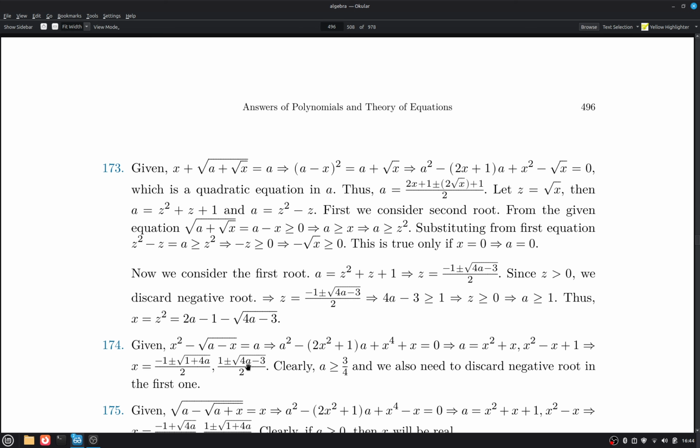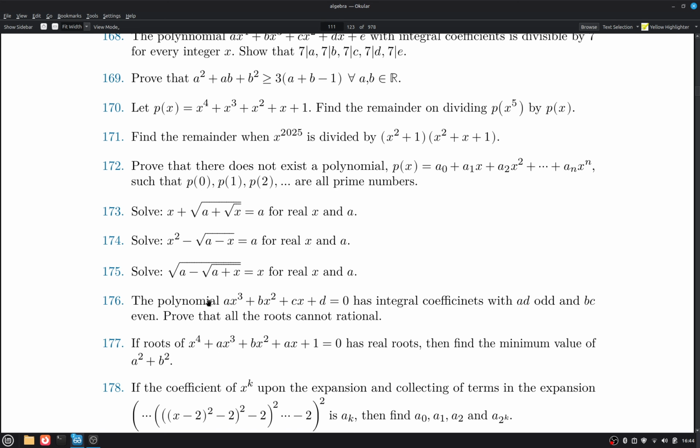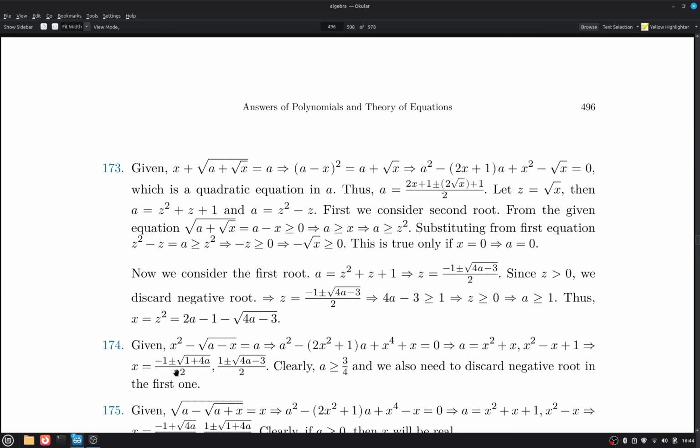Because if a is less than 3 by 4, 4a minus 3 would become negative and x won't remain real. So that is one thing. And the second thing is, if you look at the first solution, then we need to discard the negative root. Why this negative root should be discarded is because if you take the negative root and you put it in here, it won't work.